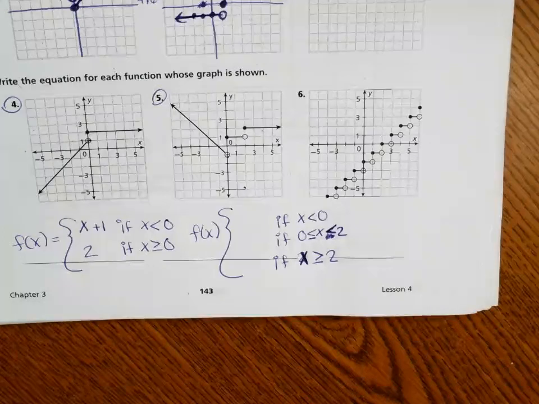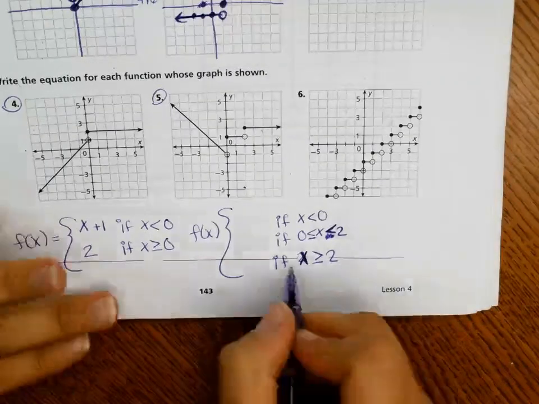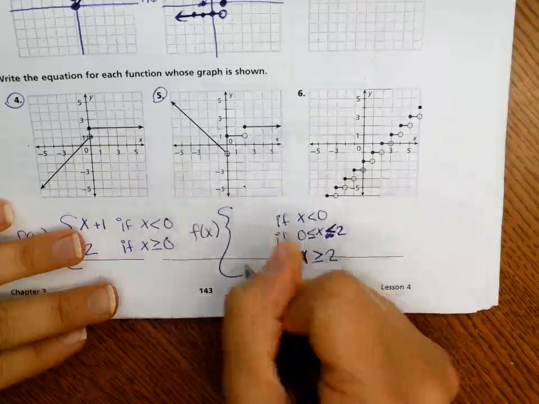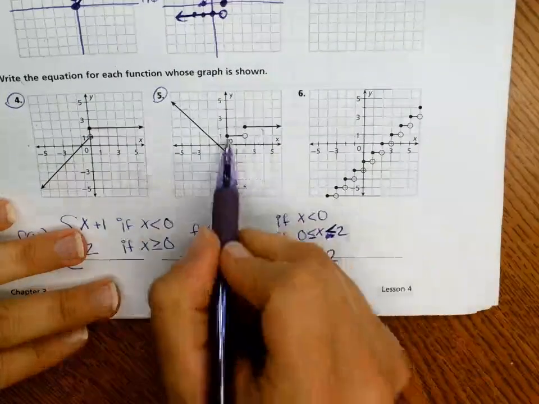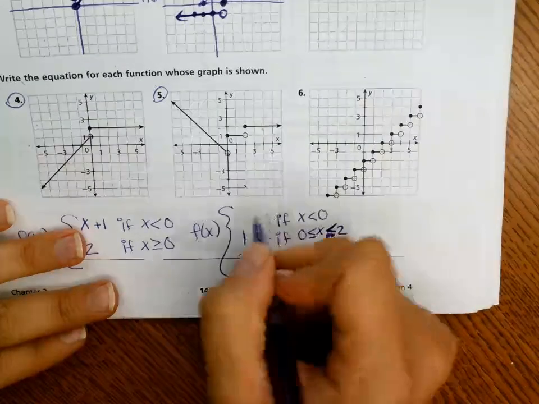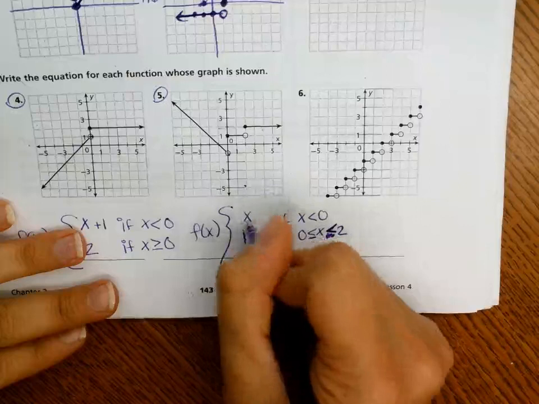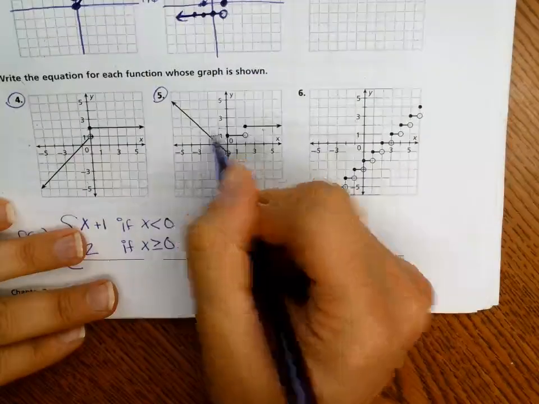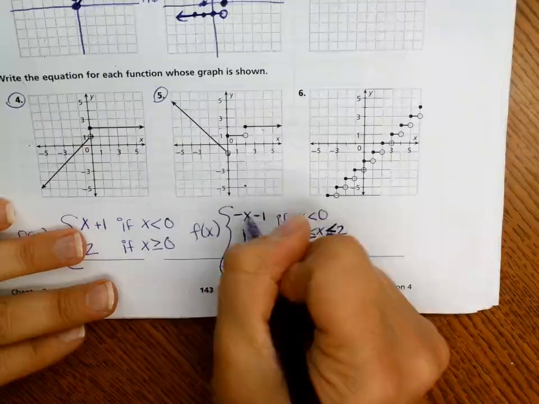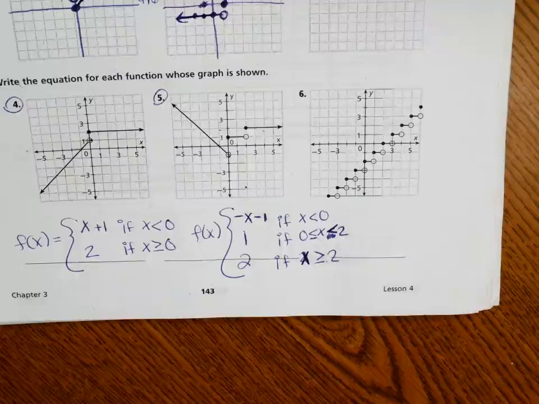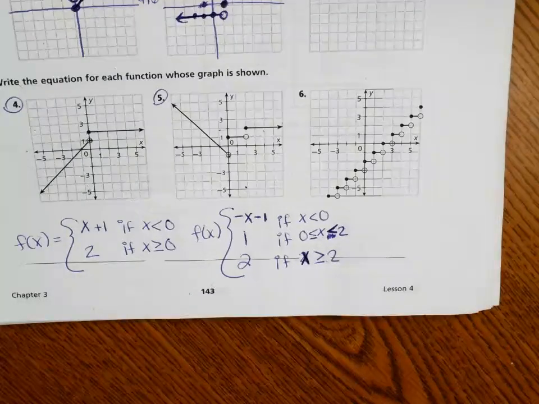Kind of took me a second to think. All right, so if x is greater than or equal to 2, you have y equals 2. Over here, y equals 1. And then over here, y equals something x minus 1. Your y-intercept's negative 1. Let's see what our slope is. Up 1 over 1, up 1 over 1. It's a slope of negative 1. So negative x minus 1. Make sense? You guys following this? You getting it?